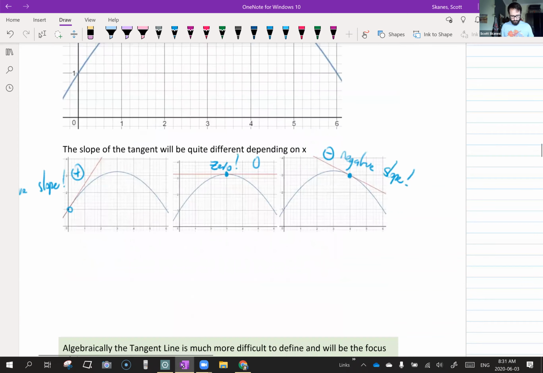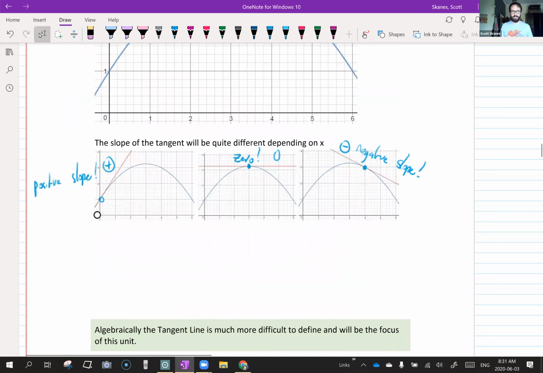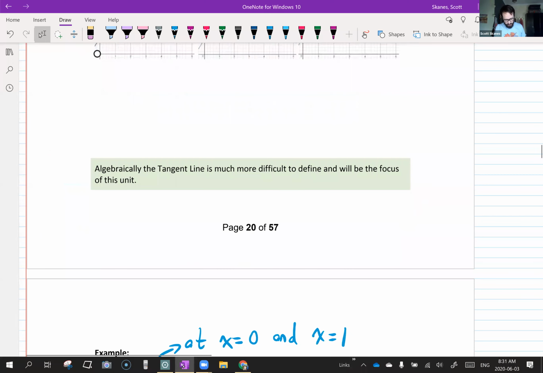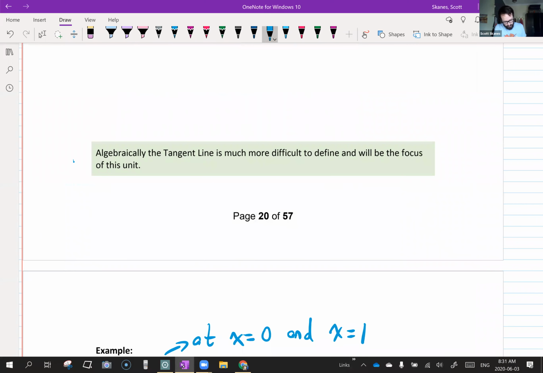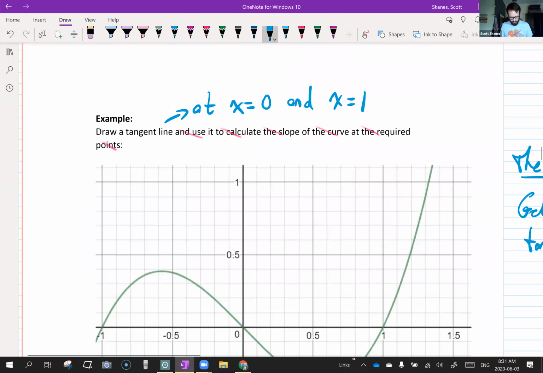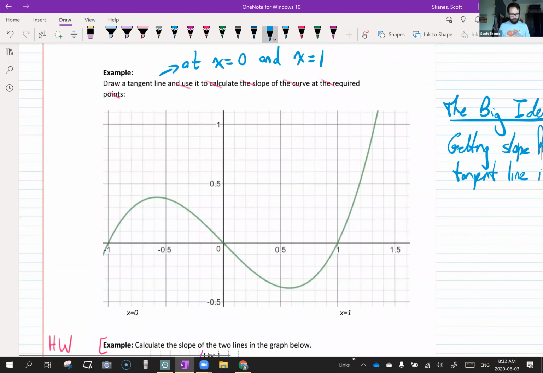So my point, because it always comes back to what the point is. The point is the secant line is an approximation. The secant line is only a best guess at what the slope of a curve is. The tangent line is an exact answer. The problem is the math is a little trickier. But we'll see that it becomes easier the further we get into this. It says tangent line is much more difficult to define, and it'll be the focus of this unit. We'll see that soon. Wait, where am I right now? Oh yeah, sorry.